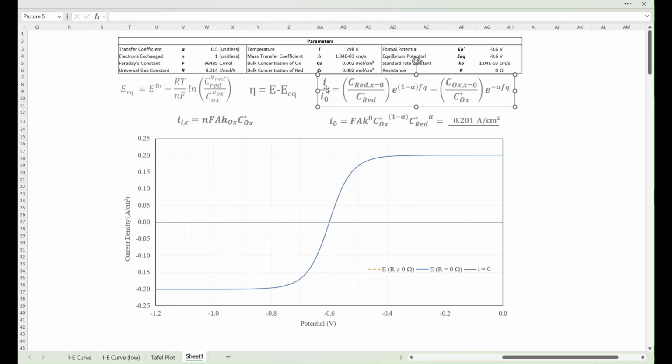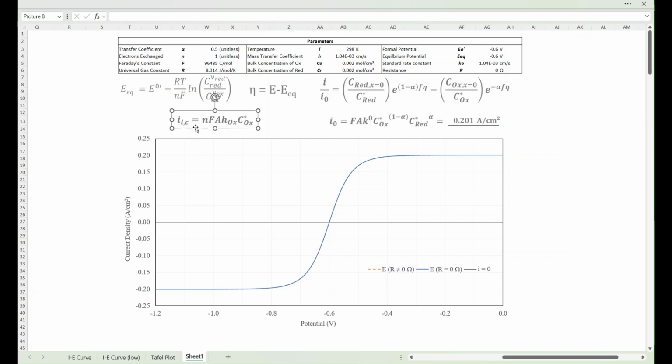You can see the current here on top of this exchange current density, and then you can see the overpotential here in the exponential portion of the equation. So the overpotential is exponentially related to the current. And as a reminder, the overpotential is simply how far over or under the equilibrium potential we are. And the equilibrium potential is dependent upon the formal potential and the bulk concentrations of our oxidized and reduced species.